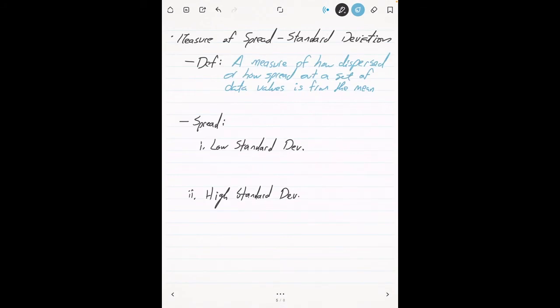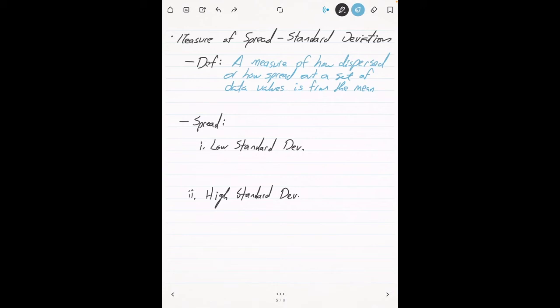Now that we've talked about the measures of center and how we can find the average or typical value or the central value of a data set, let's also talk about the spread of the data. It's important to know how the data is dispersed. Is your data very tightly packed together, or is it spread out over different values? In particular, when we talk about the spread of the data, we want to talk about the standard deviation. A standard deviation is a value that measures how dispersed or how spread out a set of data values is from the mean.